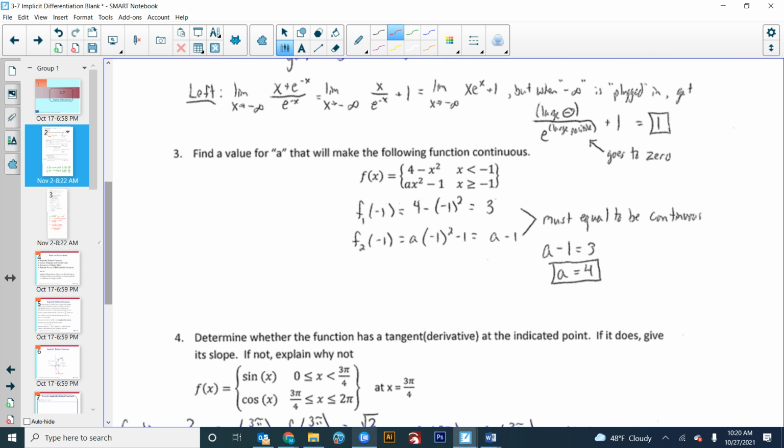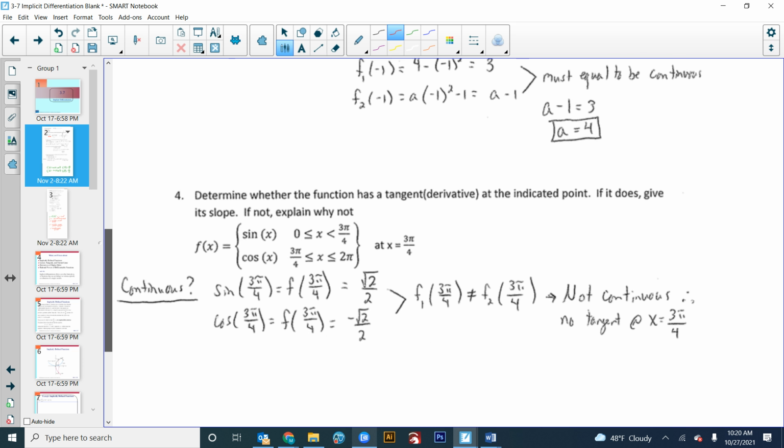For number 3, did you get a equals 4? That would make it continuous. That was a little tricky when we first went through that. Are you guys okay with that now? Continuity: the y values have to match up. Plug in x, solve for a. Okay with that? Next one.